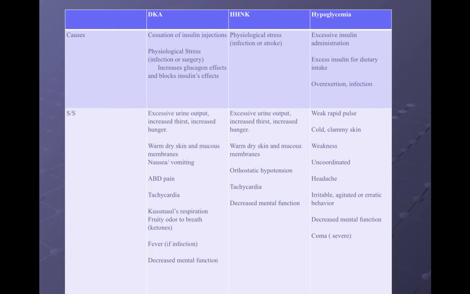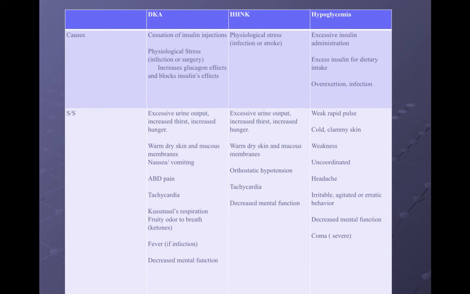From the breathing standpoint, that Kussmaul's respiration is going to kick in for the DKA patient, trying to blow off the excess acids. So metabolically, you're acidotic. The body's trying to blow off using one of the first pieces of the buffer system, which is the respiratory system. But in the HHNK, you're not going to see the Kussmaul's, and it's because there aren't any ketone bodies being produced.